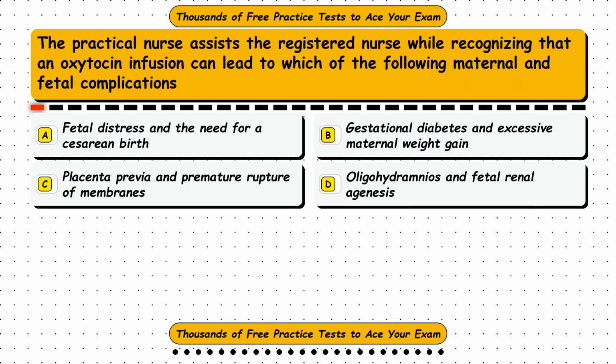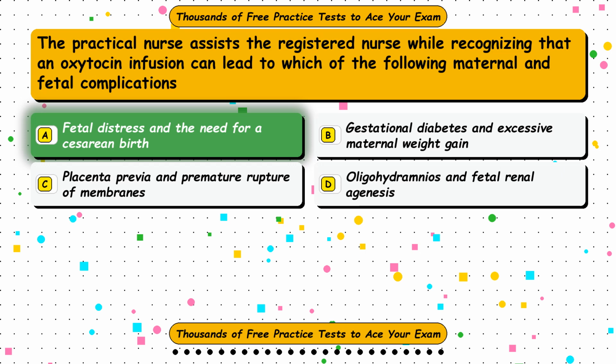Question 13. The practical nurse assists the registered nurse while recognizing that an oxytocin infusion can lead to which of the following maternal and fetal complications? Option A, fetal distress and the need for a cesarean birth. Option B, gestational diabetes and excessive maternal weight gain. Option C, placenta previa and premature rupture of membranes. Option D, oligohydramnios and fetal renal agenesis.